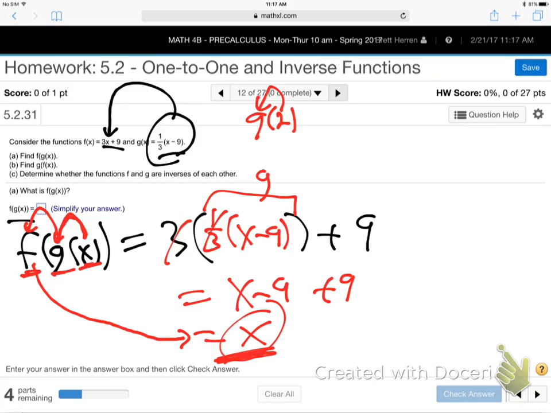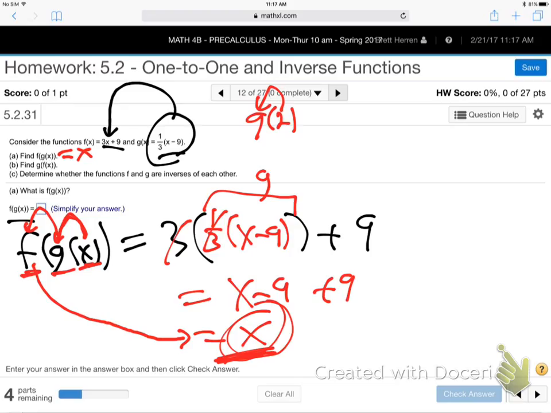I don't know if I made that clear last time. I don't think I did. Anyway, that's what they're testing here. They're asking, is it just going to come out x? And you do the work, and you go, yep. If it doesn't, if it comes out something else, like 3x plus 7 or whatever, then they're not inverse functions of each other.